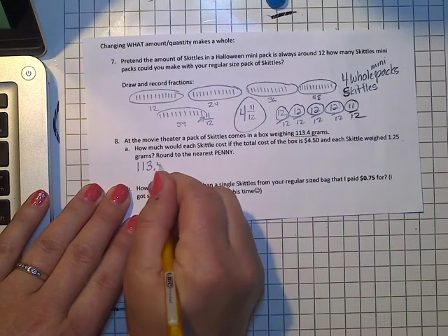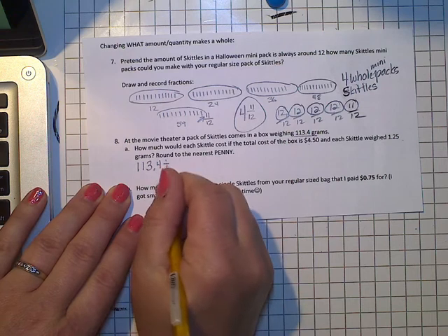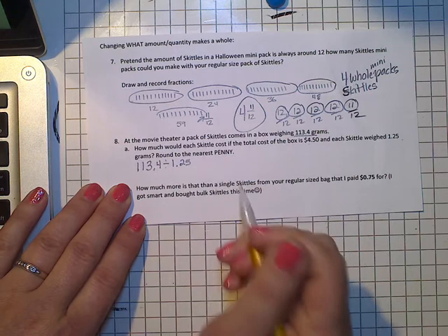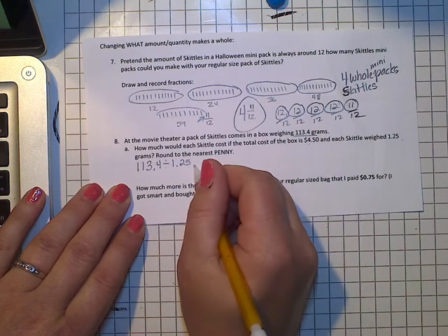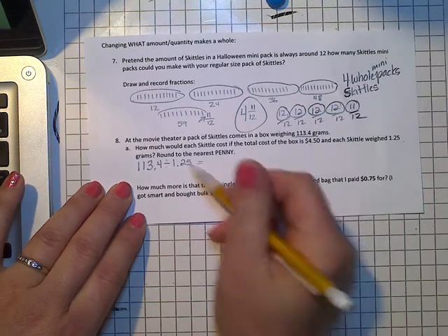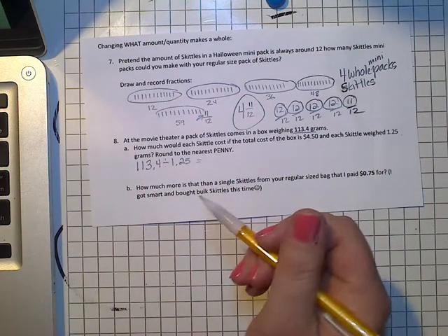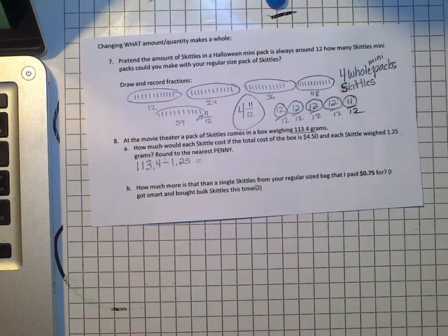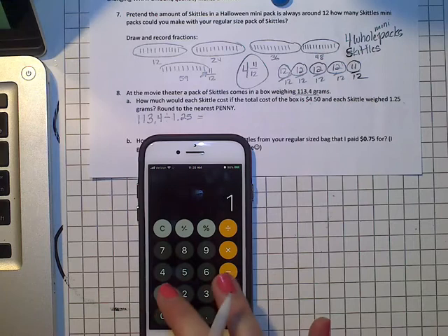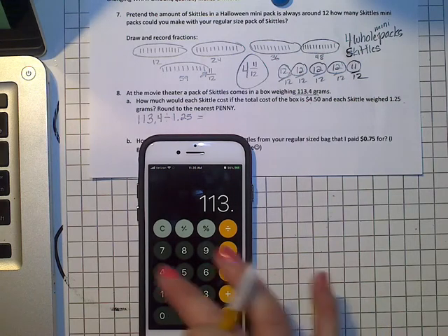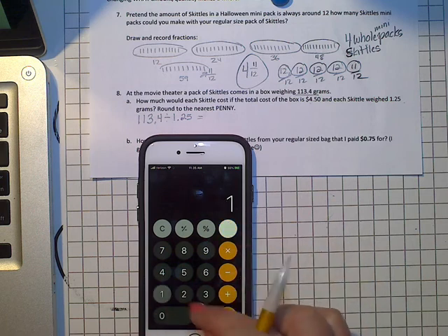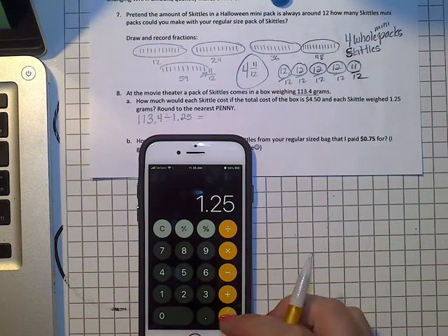and we could do the 0.4, 4/10, divided by the 1 25/100 of a gram that the one Skittle weighs. Because what we're trying to know is how many Skittles are in here? So we would take our calculator and say, okay, 113 4/10 divided by the 1 25/100 of a gram.